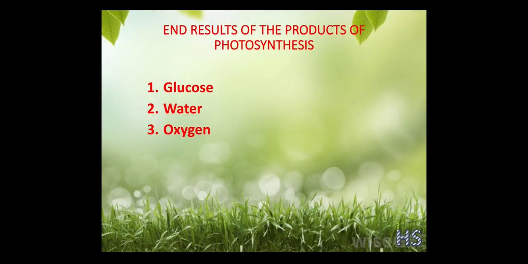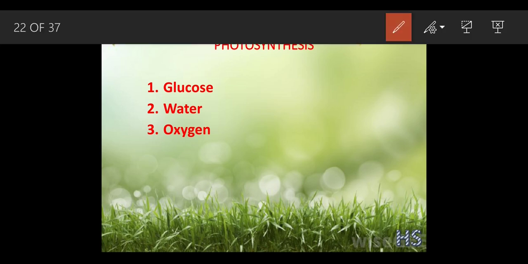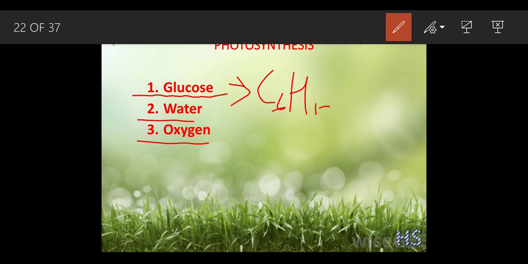The end results, the products of photosynthesis. See, when carbon dioxide and water, with the help of sunlight and chlorophyll, give us glucose, water, and oxygen. Let's discuss them in detail. This glucose, the formula of glucose is C6H12O6. This glucose helps the plant to convert its glucose into insoluble starch.